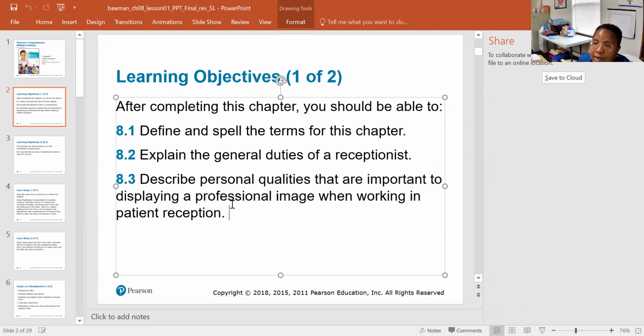And guys, all these that they're asking you for, you're going to see these again because they want you to know that, because you probably see them on your NCCT review. Describe, and I've been putting maybe one or two in your coursework, and you just have to answer them. Describe the personal qualities that are important to displaying a professional image when you're working as a receptionist. You should always look the part, always look professional. And I try to say, if you think professional, then you can look professional, okay?